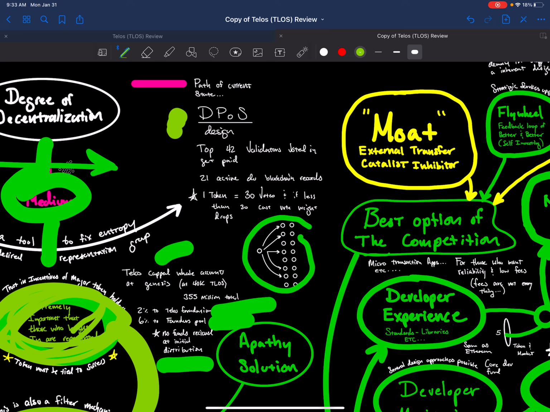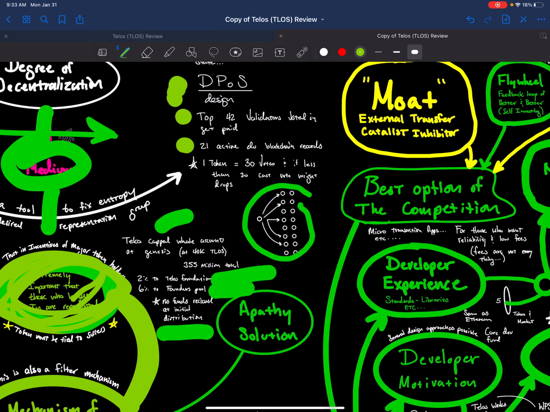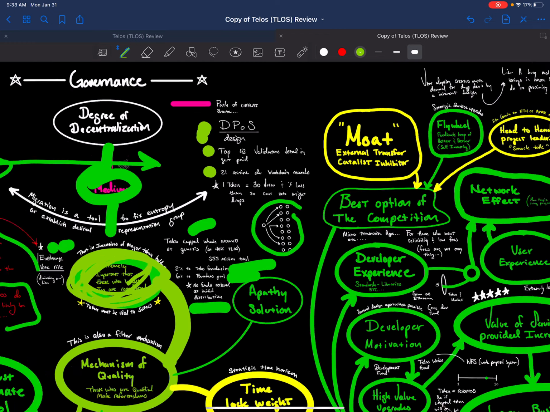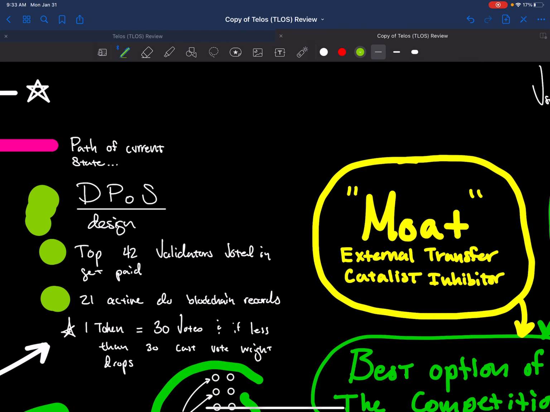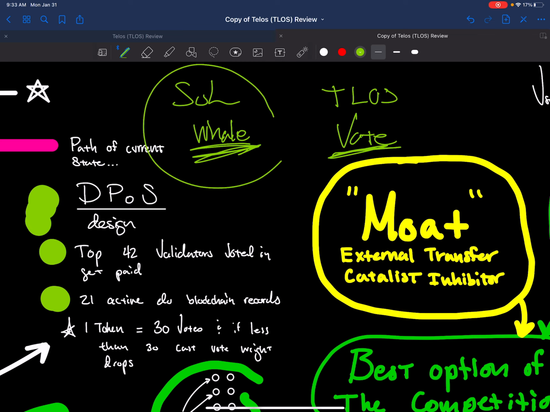So the DPoS design: the top 42 validators are voted in, but the 21 active ones are the top voted for block producers. Okay, so one of the biggest differences between Telos in the way its governance works and Solana is that Solana is based on whale accounts. So whales control Solana, and Telos is vote. So Solana is controlled by VCs as far as who puts blocks into the blockchain, and otherwise Solana and Telos are about as decentralized as each other.